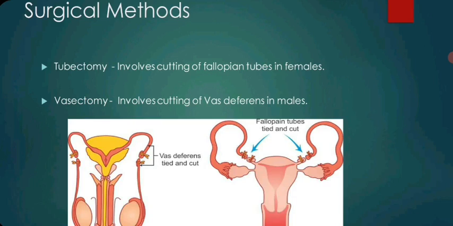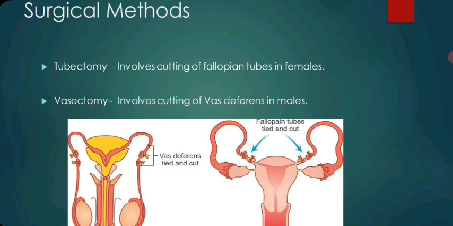Now we'll talk about the surgical methods. This method needs surgery, and this method is also a permanent method to prevent pregnancies. The first surgical method is tubectomy. Here in females, the fallopian tubes are tied and cut, and by doing so, the sperms cannot reach the oviduct or fallopian tube, and fertilization doesn't take place, and that's how pregnancy does not occur.